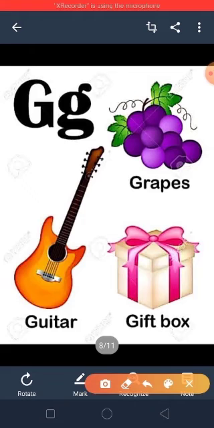Capital G is written as small g. That is G for grapes, G for guitar, and G for gift box.